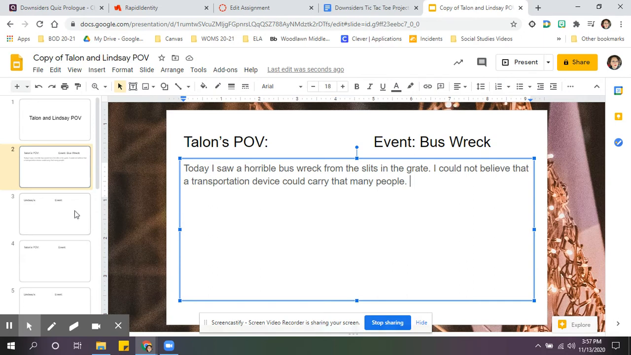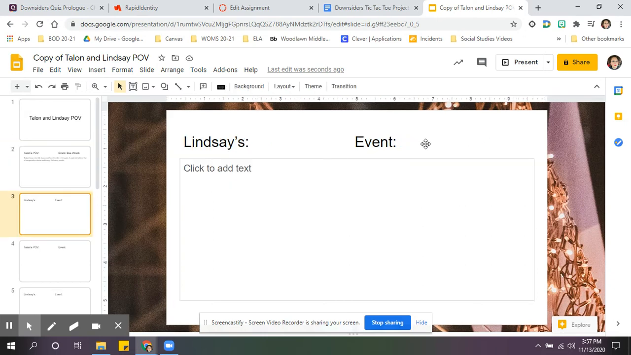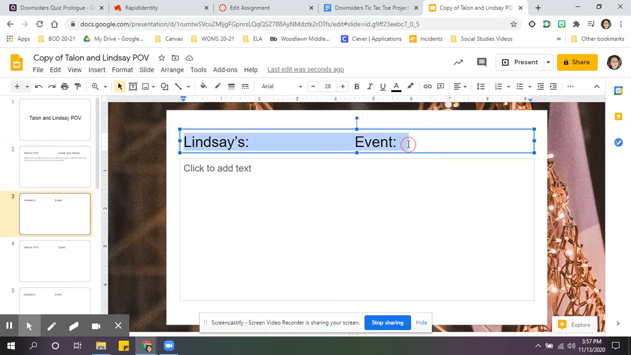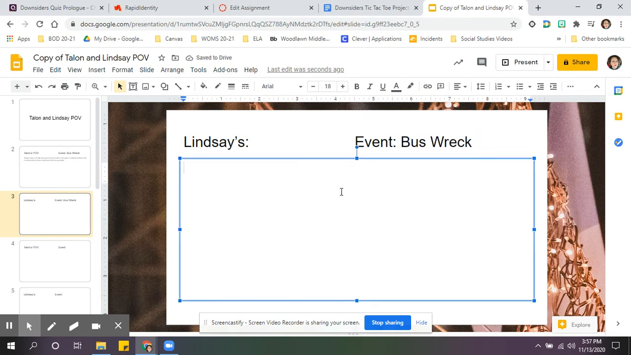Okay. Then you would do the same event, but from Lindsay's point of view. So I could write bus wreck here. And then here it would be all about today I was in a bus wreck. Was strange to have so many people rush to help people they do not know.